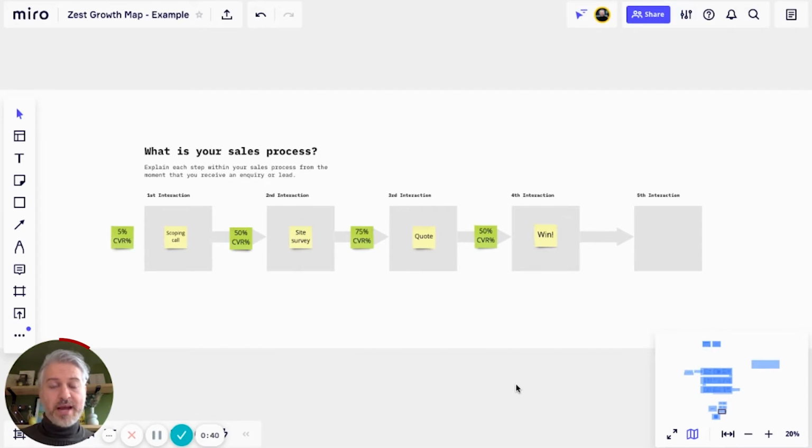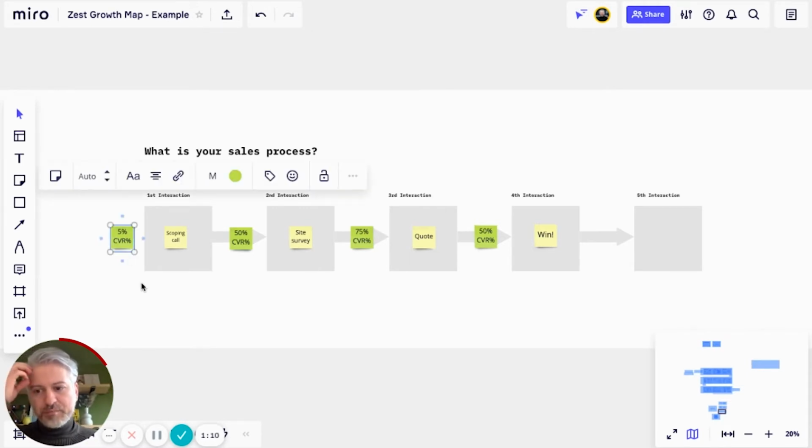So this is a really quick exercise that I'm going to run through with you. And hopefully it will help you to understand at what points your customers go on within their journey through to becoming a customer. So what we've got is a series of interactions here. We've got first, second, third, fourth, fifth. You could potentially have more depending on the size and the complexity of the sale, or you may have less. It doesn't matter.